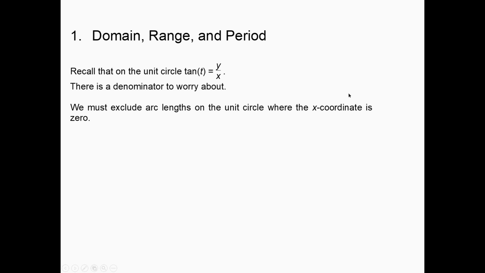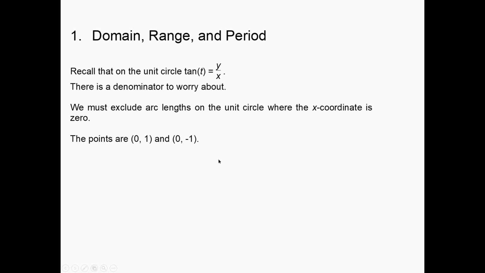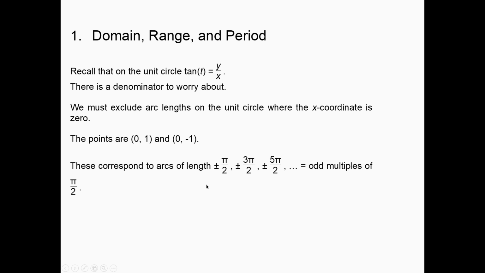Then again, at pi over 2, 3 pi over 2, 5 pi over 2, and so on like that. So the points are 0, 1, and 0, negative 1. North pole, south pole. So plus or minus pi over 2, plus or minus 3 pi over 2, plus or minus 5 pi over 2. It's the odd multiples of pi over 2.